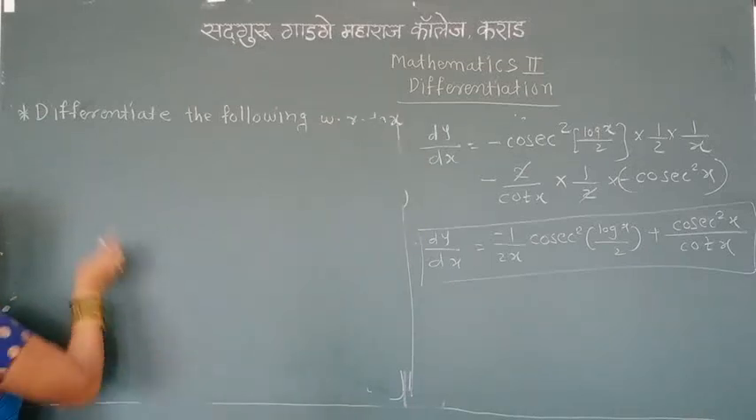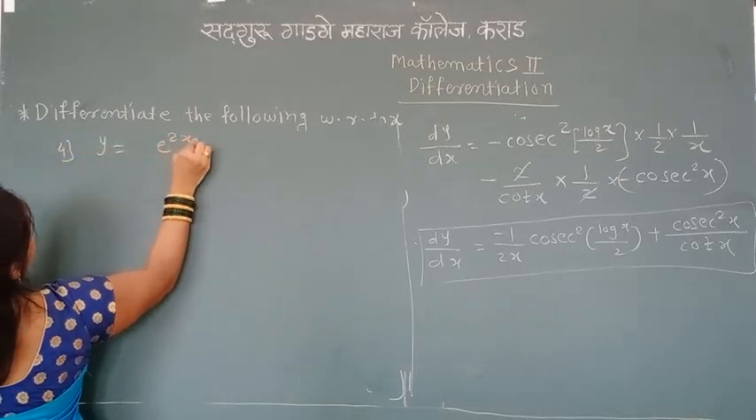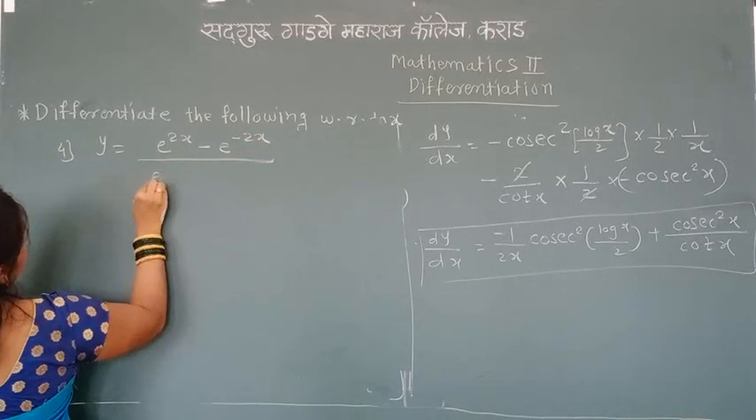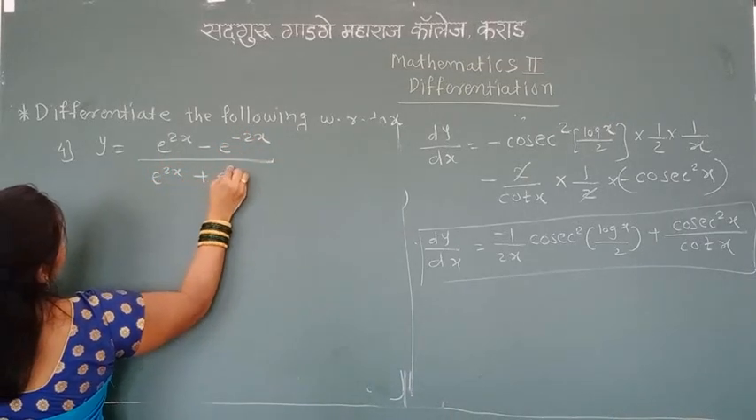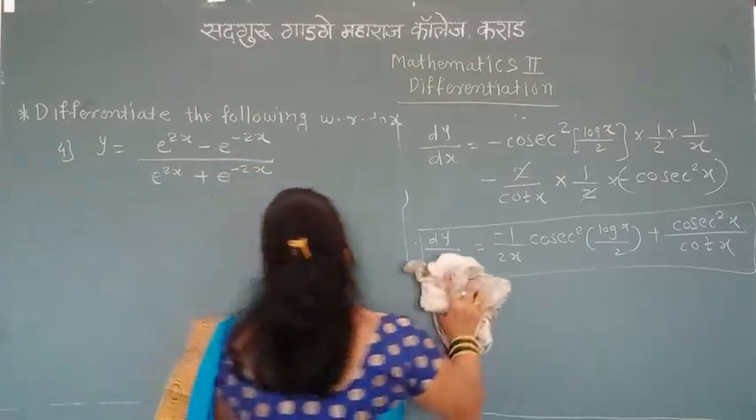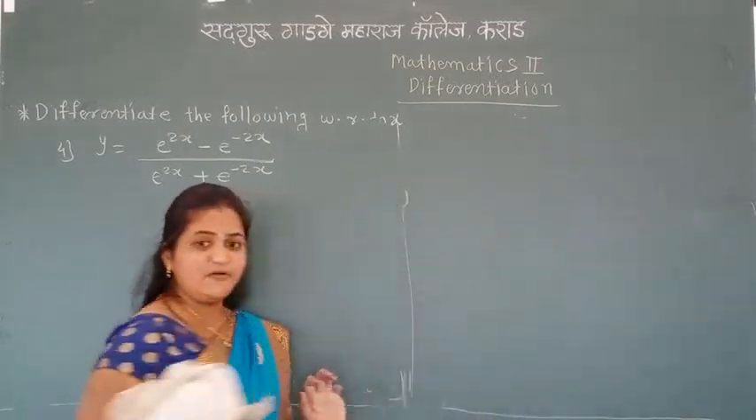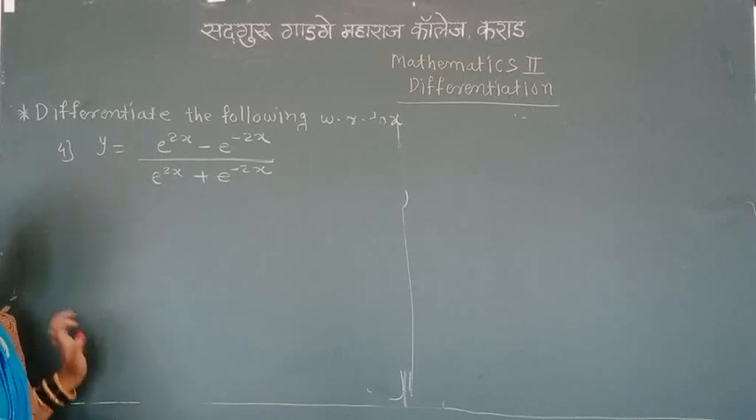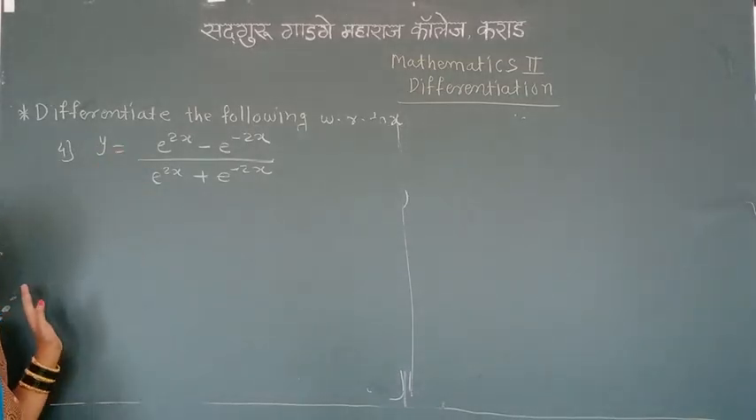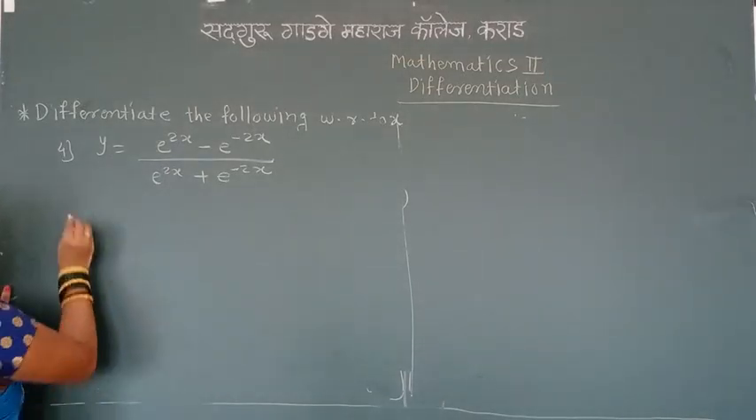Fourth example: y is equal to (e raised to 2x minus e raised to minus 2x) divided by (e raised to 2x plus e raised to minus 2x). So this is your example. This is a standard form, y is equal to u upon v. So we can use y is equal to u upon v, but first we simplify this example.